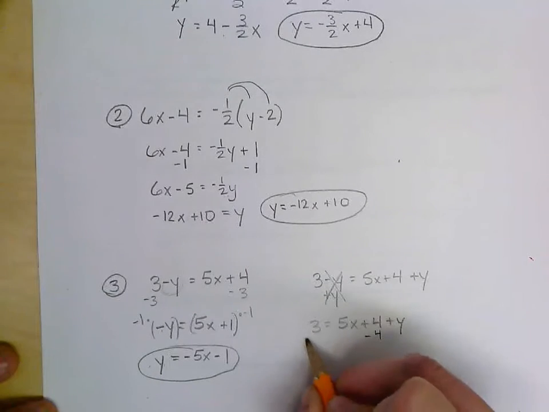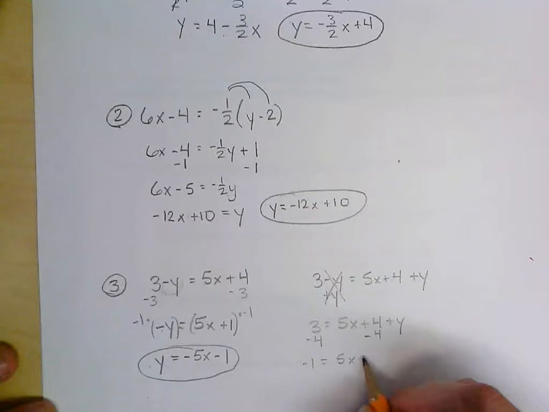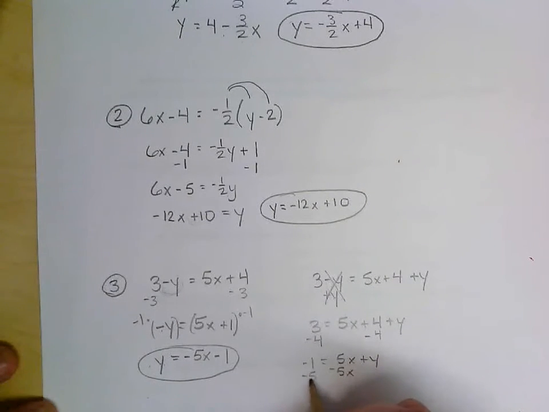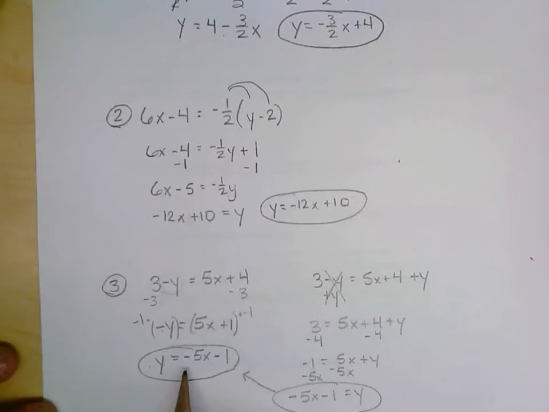So if we subtract 4 from both sides, we now have negative 1 equals 5x plus y. And then we subtract 5x from both sides. Now we have negative 5x minus 1 equals y. And that would be the same thing as this equation. This one's just written when y equals mx plus b.